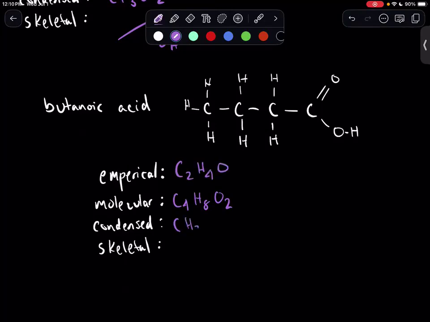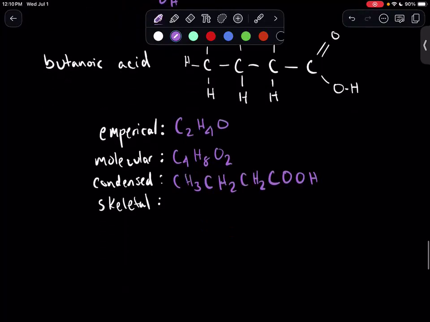My condensed is CH3, just reading left to right, CH2, CH2, COOH. And then lastly, my skeletal is going to look almost exactly like butane. But now that I'm here, I have to do a double bond to an oxygen and a single bond to an OH. And there we go, butanoic acid. Like I mentioned before, we can even see the bond angles. Right here, we notice a bond angle of about 120 degrees, which does represent the molecular geometry around that double bond, or this trigonal planar electron domain geometry around this carbon atom.